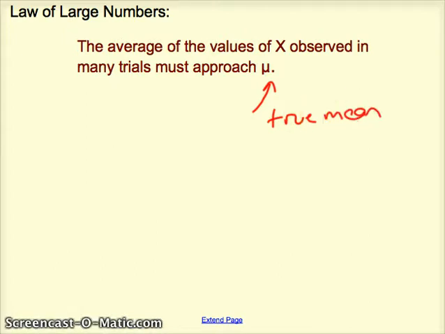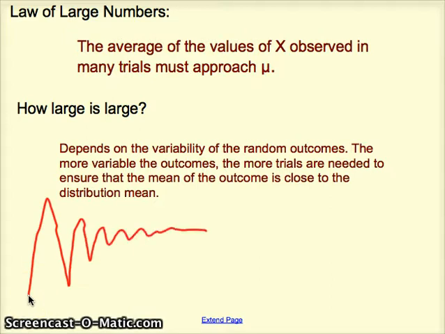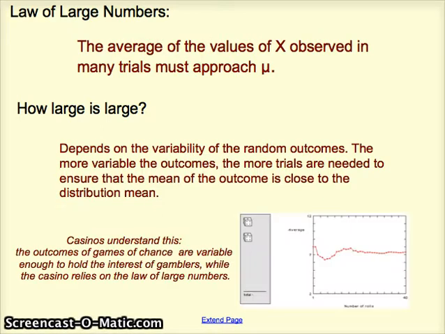Large numbers, many trials, how many? That sort of depends on the variability of random outcomes. If there's a lot of variability in your outcomes, it might take a while before it settles in on the mean. But if your outcomes lack a lot of variability, it might take a lot fewer trials to get to the mean. So the more volatility or variability, the longer you have to run your trials, and the more trials you need to run to get close to the true mean.